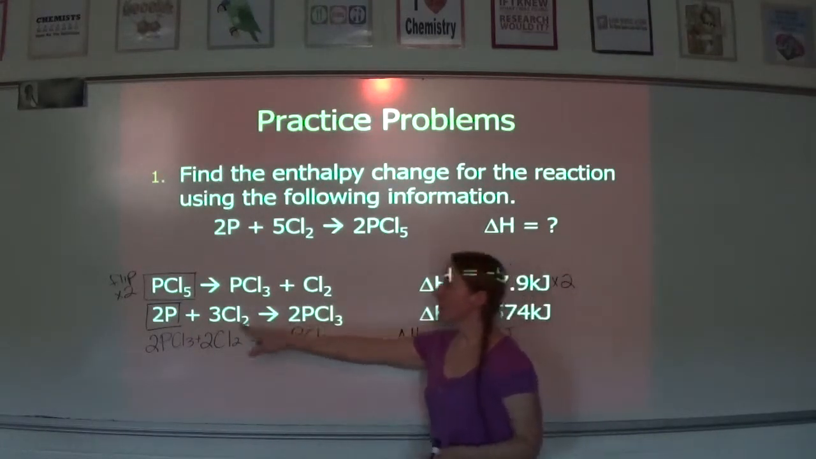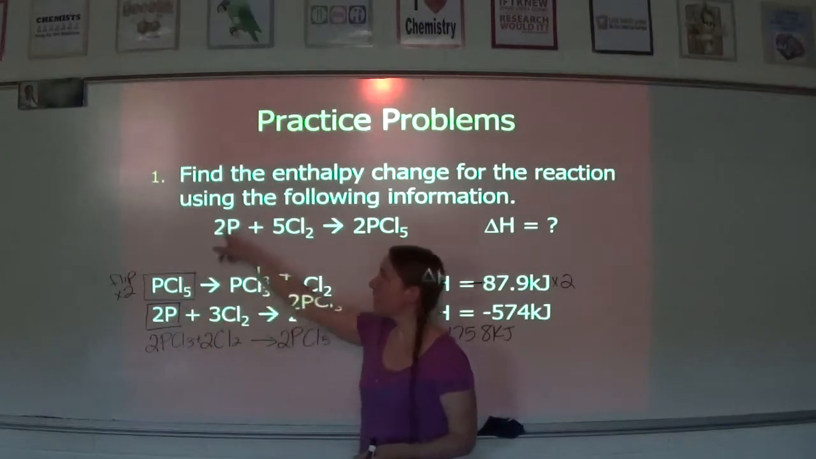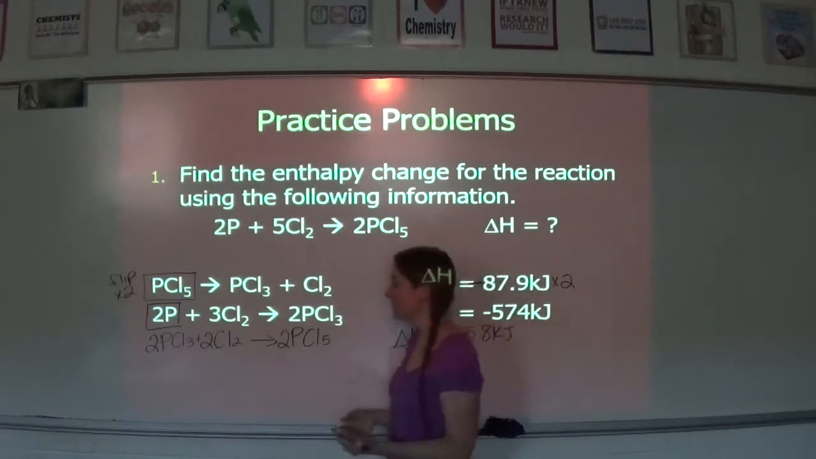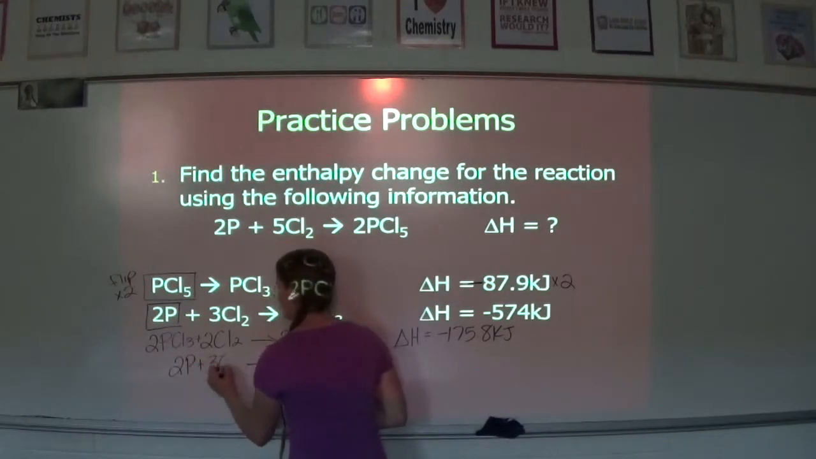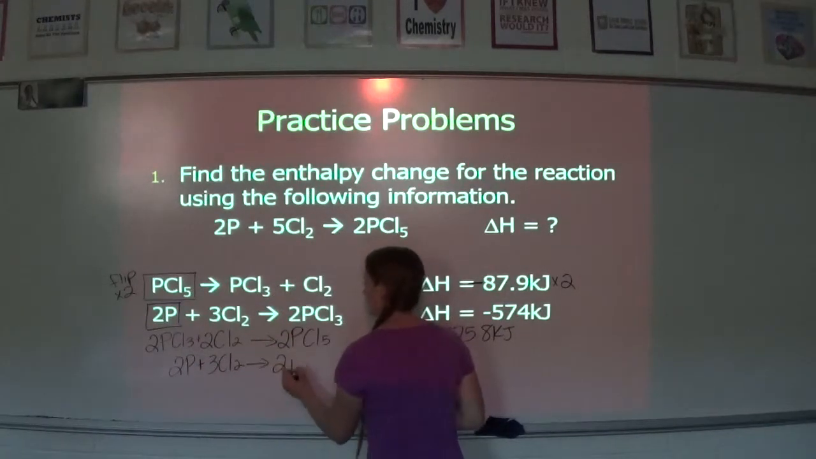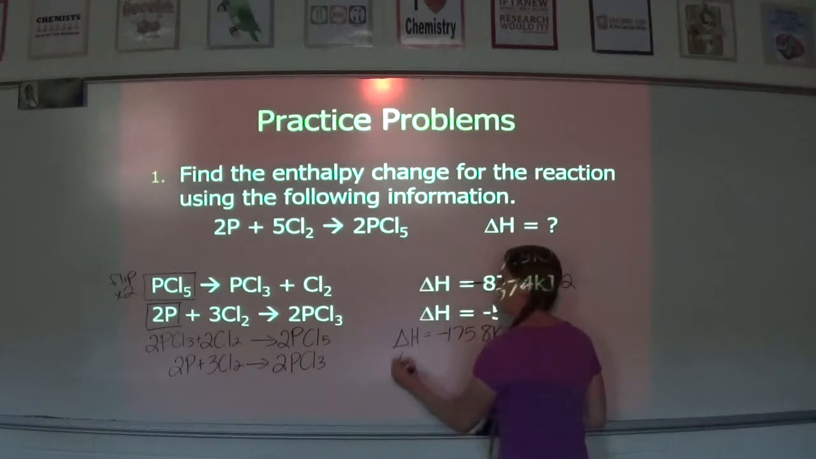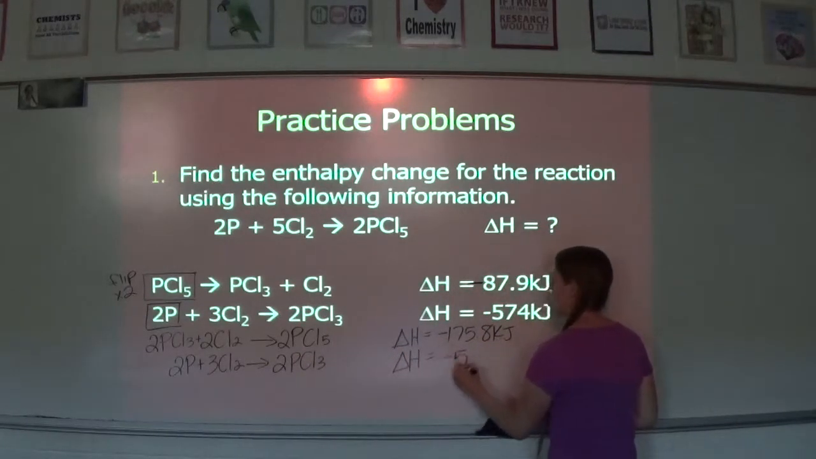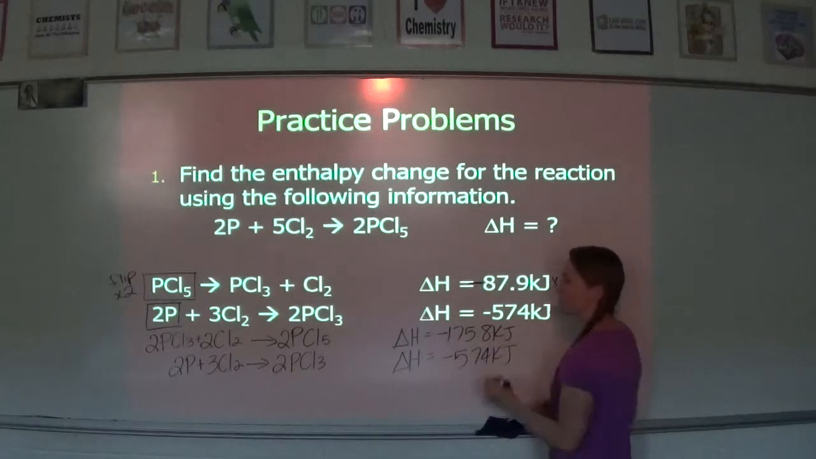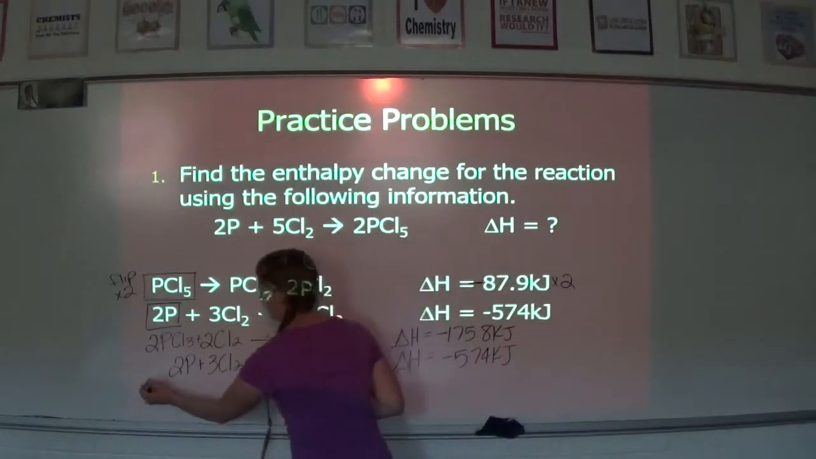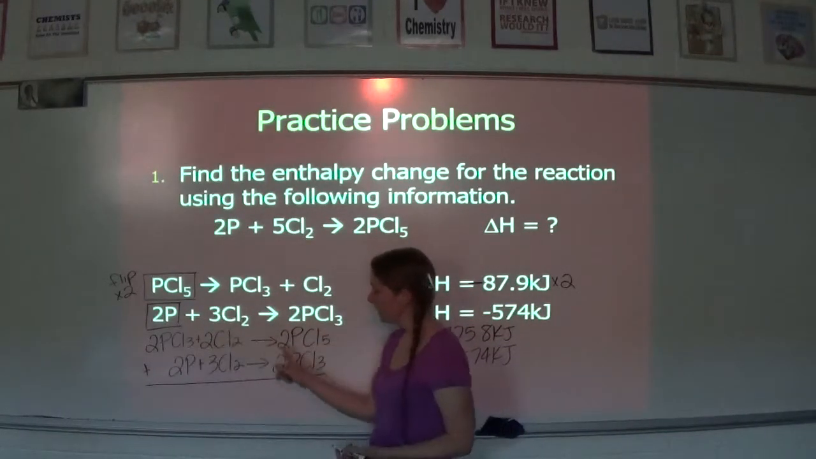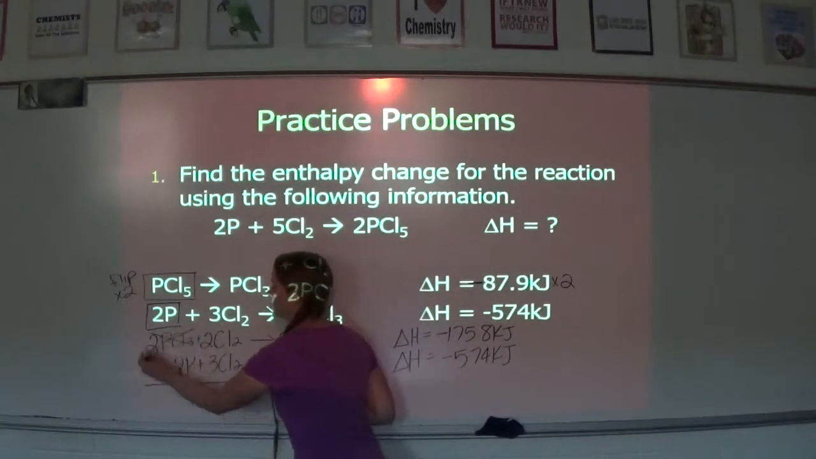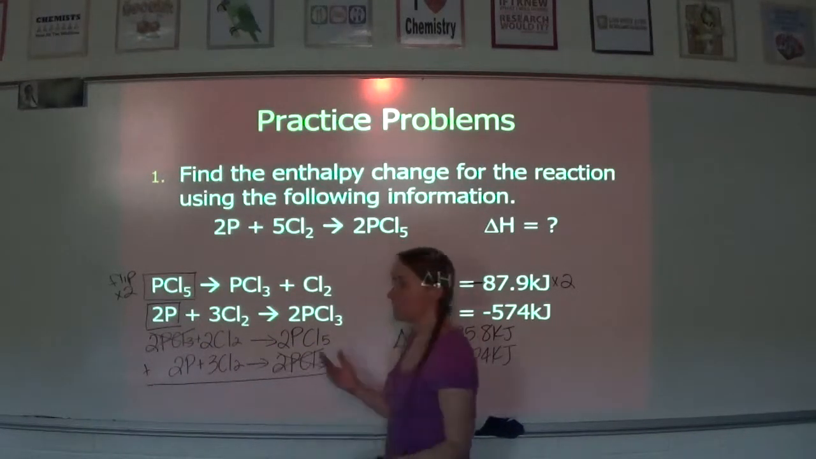All right, so our bottom one, we have 2P as a reactant. I want 2P as a reactant, so I don't have to do anything to this one. So I'm just going to rewrite it. So 2P plus 3Cl2 yields 2PCl3. If I don't change a reaction, then I don't change the delta H. So let's make sure we got the right reaction. Remember, things that are on opposite sides of the arrow will cancel. So like I have a 2PCl3, a 2PCl3. So those are going to cancel. That's the only thing that cancels.